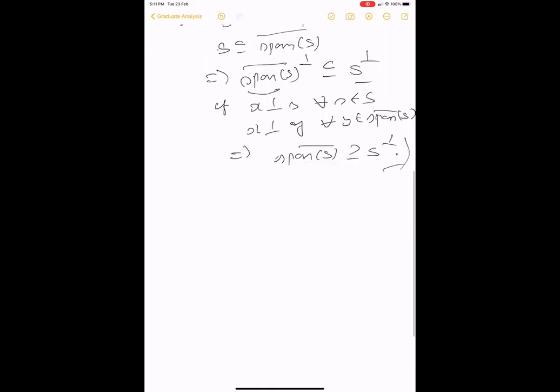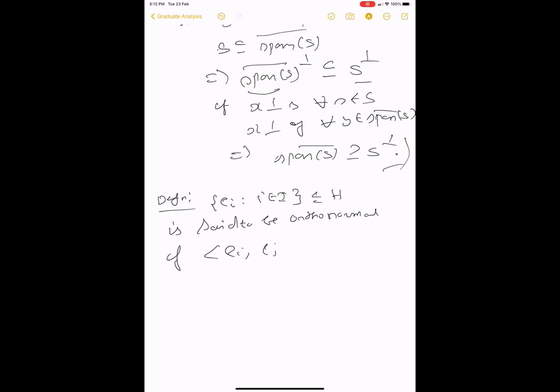Then we want to define what is called an orthonormal basis. So before defining an orthonormal basis, I want to say what is an orthonormal set. Some e_i, where i is indexed by some set I, contained in H, is said to be orthonormal if the inner product between e_i and e_j equals delta_ij, for all i, j.